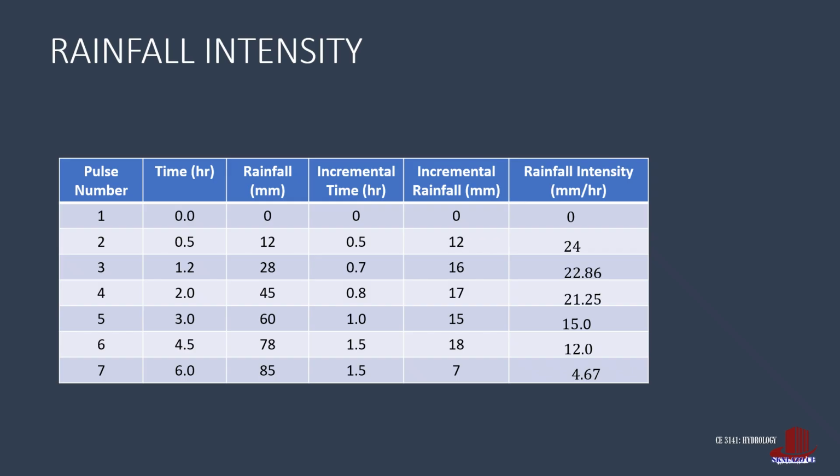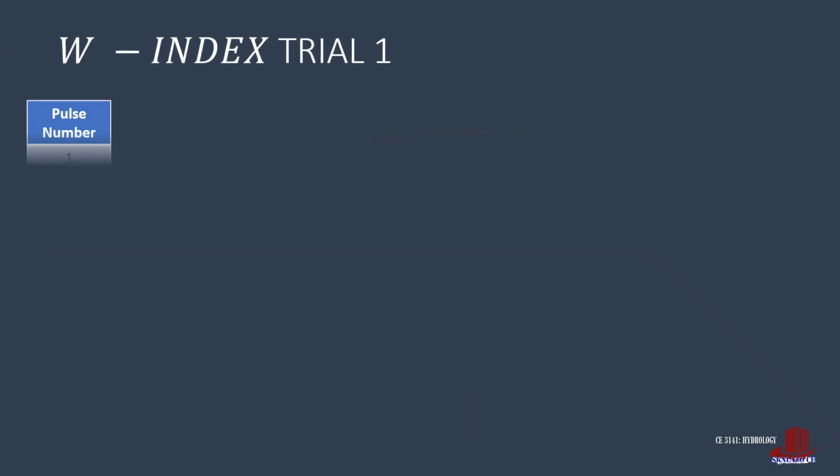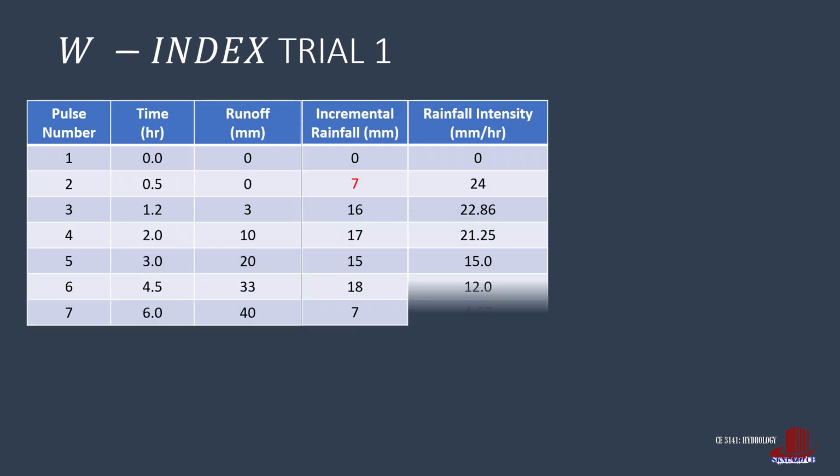We can then start with the iteration, where incremental rainfall is used as the precipitation. This was explained in the previous video. The first entry of precipitation is 12, and this is where we deduct the initial abstraction of 5 millimeters. Using the necessary columns, continue with the first trial. We consider all the 7 pulses, using the duration of 6 hours.